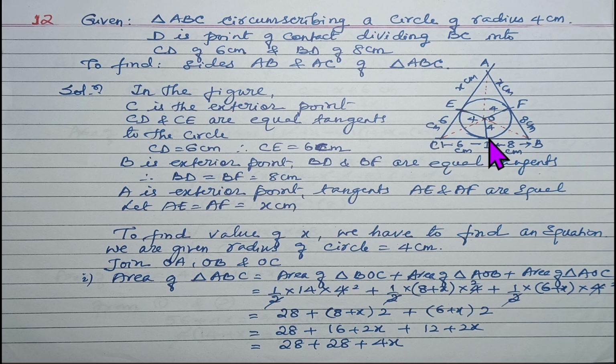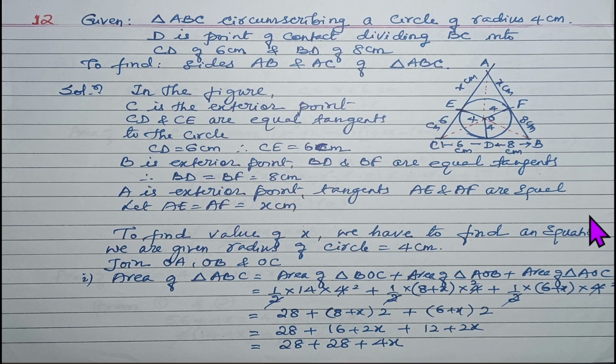So half into base, BC here, half into 14, into 4 because the height is 4. So also the area of triangle AOB will be half into base, 8 plus x centimeters, into height 4, and so also triangle AOC will be half into 6 plus x into 4. All the three areas we are going to add. So by simplification we get 2 into 4, 14 into 4 is 28, and here 2 into 4 is 8 plus x into 2, and here 2 into 4 is 6 plus x into 2. So simplifying further, 28 plus 16, 8 into 2 is 16 plus 2x, plus 6 into 2 is 12 plus 2x.